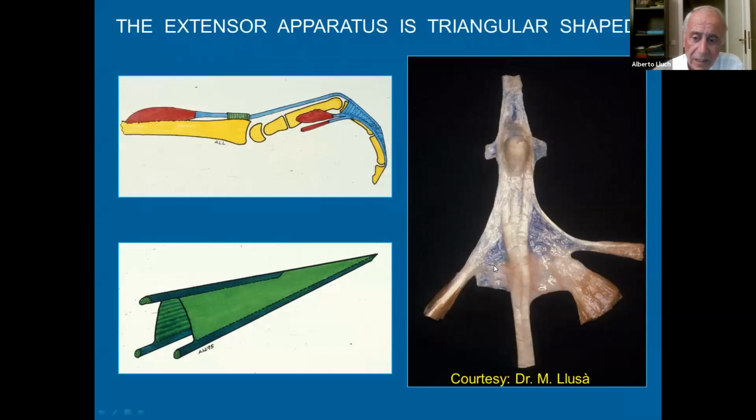It seems complicated, but to make it easier to understand, we should think that the extensor apparatus is triangularly shaped, with the base proximally and the apex distally at the distal phalanx. And the base is at the level of the MP joint. And this is the base. And this is the extensor apparatus. Here we have the extensor tendon dividing into two slips, two lateral bands, and one central slip.